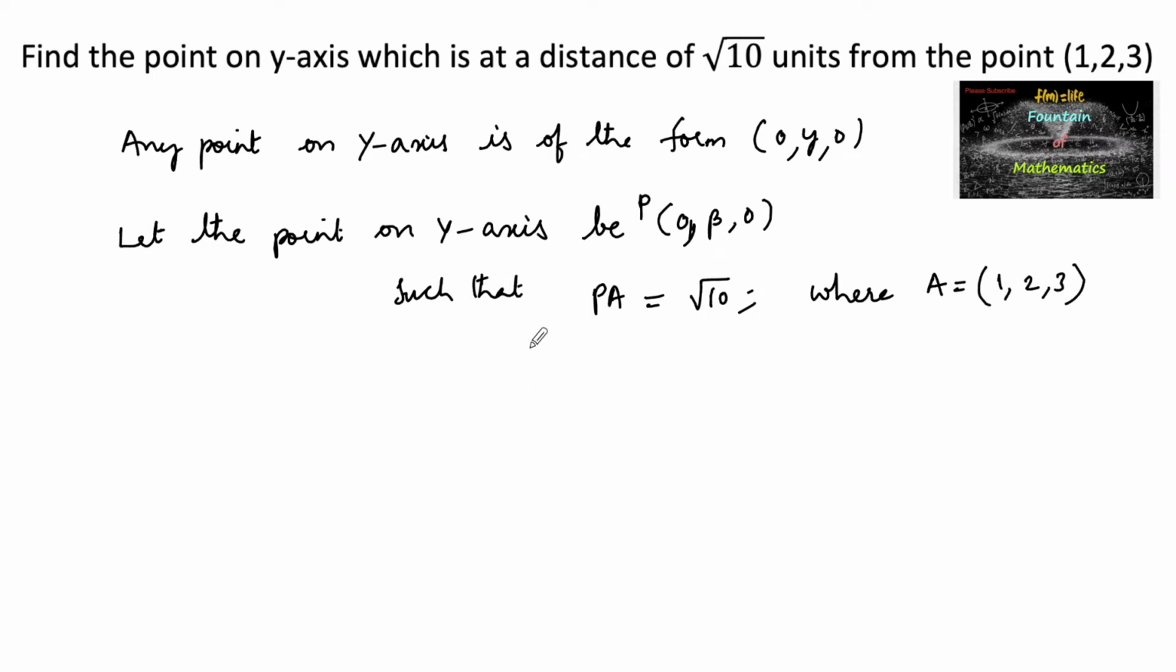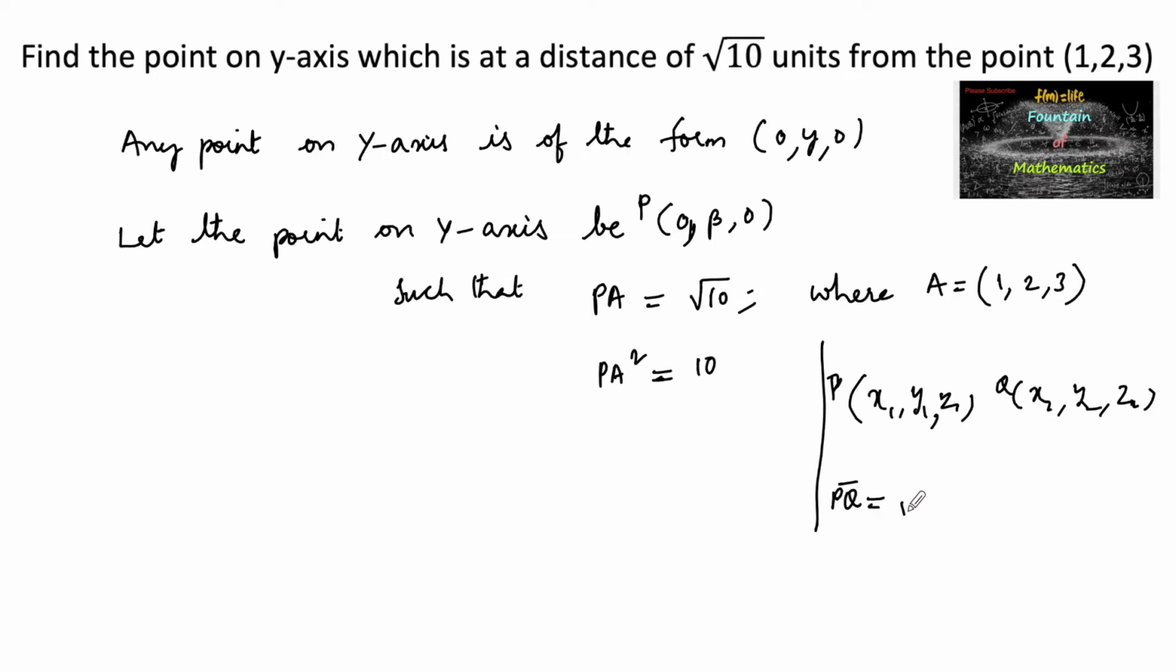So by using the distance formula, squaring on both sides, we have PA square is equal to 10. And we know the distance between the 2 points x1, y1, z1 and x2, y2, z2, say this is P and Q, PQ is equal to under root of x2 minus x1 whole square plus y2 minus y1 whole square plus z2 minus z1 whole square. Similarly here, PA square is equal to 10, and we can remove the root.